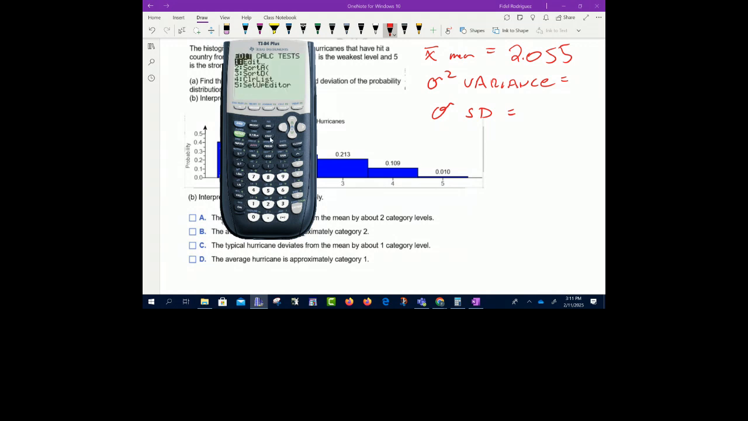So go hit stat, right? You're going to calculate your one variable stats. You're going to go parentheses. You're going to go second L1, and then you're going to hit the comma. The comma is right above the number 7. And you're going to hit second L2, close your parentheses, and hit enter. Got it? Awesome.